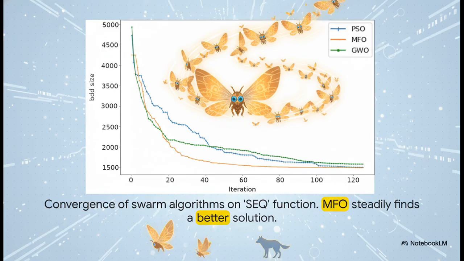This graph tells the story perfectly. Each line is a different swarm algorithm trying to find the best solution over time. Lower is better. And see that orange line for the moth flame algorithm? It just dives down, way faster and way lower than the others. That spiral search pattern is really zeroing in on a great solution.